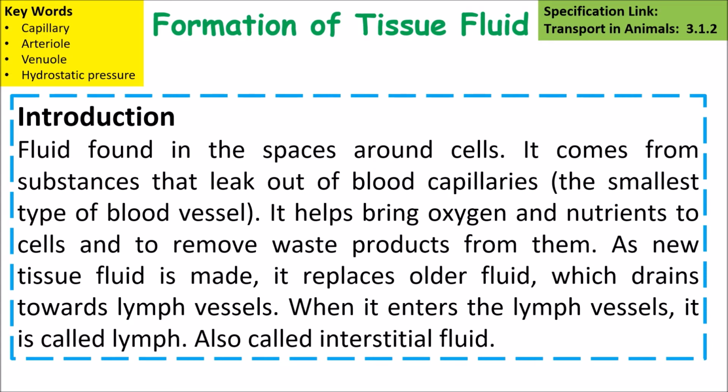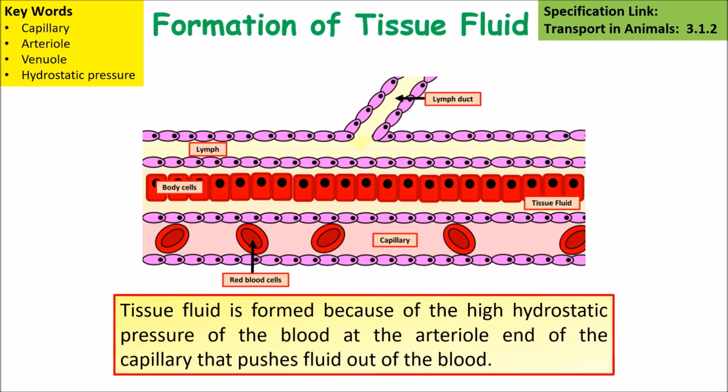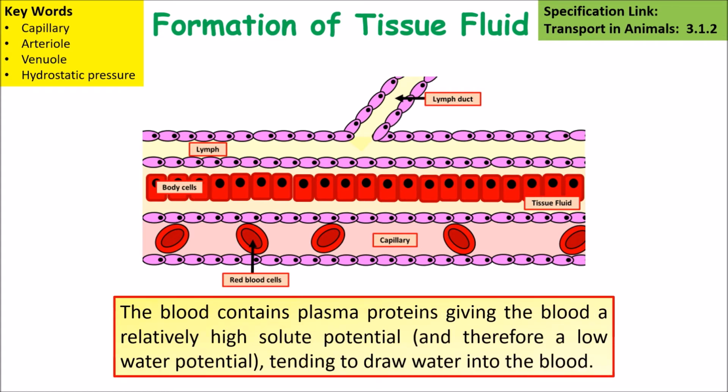So the first thing that happens is that tissue fluid is formed because of high hydrostatic pressure of the blood at the arterial end of the capillary that pushes fluid out of the blood. When we're talking about hydrostatic pressure, that's the pressure caused by water being at a high concentration, pushing against the cellular walls of the capillary.